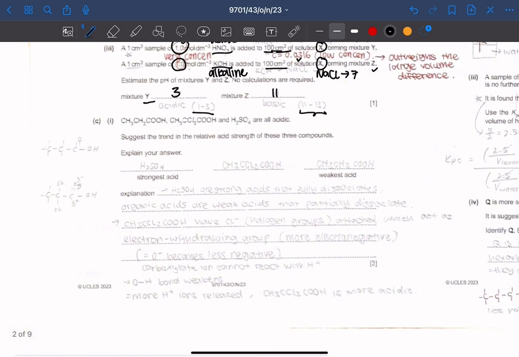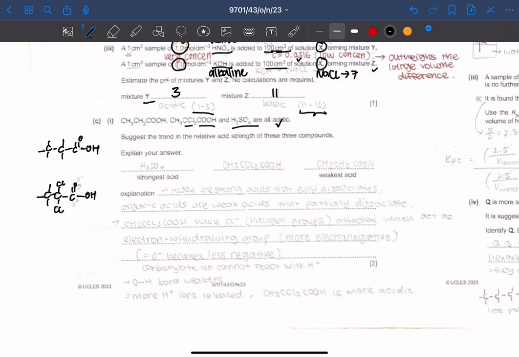Okay, so next question. C I. CH3CH2COOH, CH3CCl2COOH, and H2SO4 are all acidic. Suggest the trend in the relative acid strength of these three compounds.